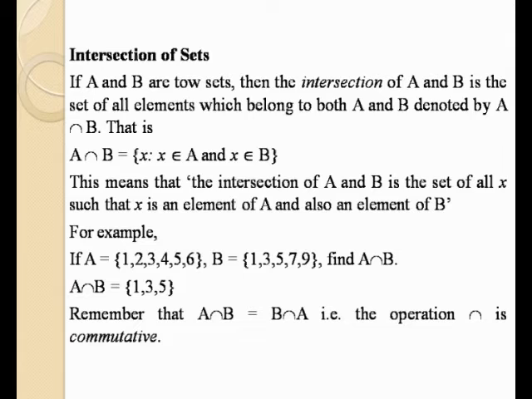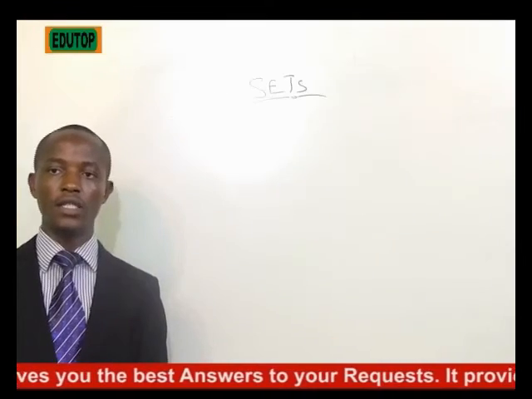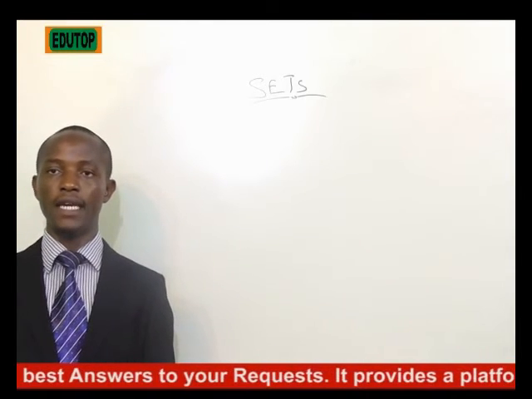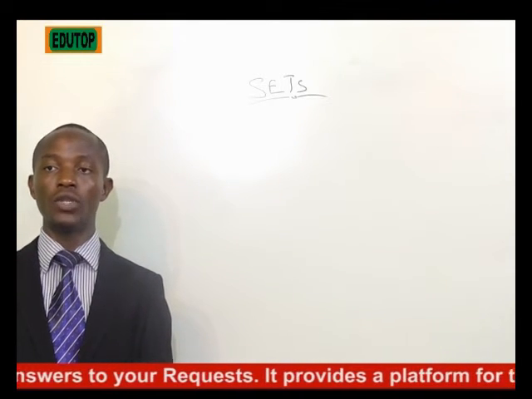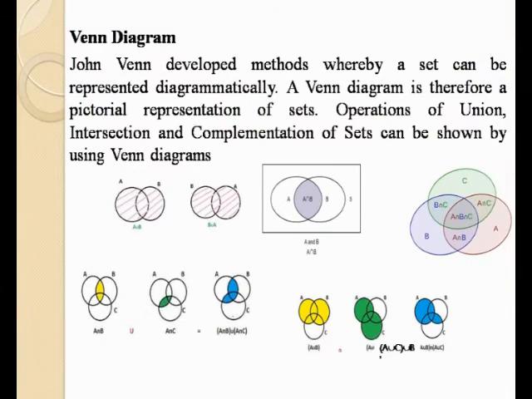Remember that A intersection B is equal to B intersection A. That is, the operation of intersection is also commutative. The next thing for us to go through is the Venn diagram, which is also a means of describing a set. John Venn developed a method whereby a set can be represented diagrammatically. A Venn diagram is therefore a pictorial representation of sets. Operations of union, intersection, and complementation of sets can be shown by using Venn diagrams.